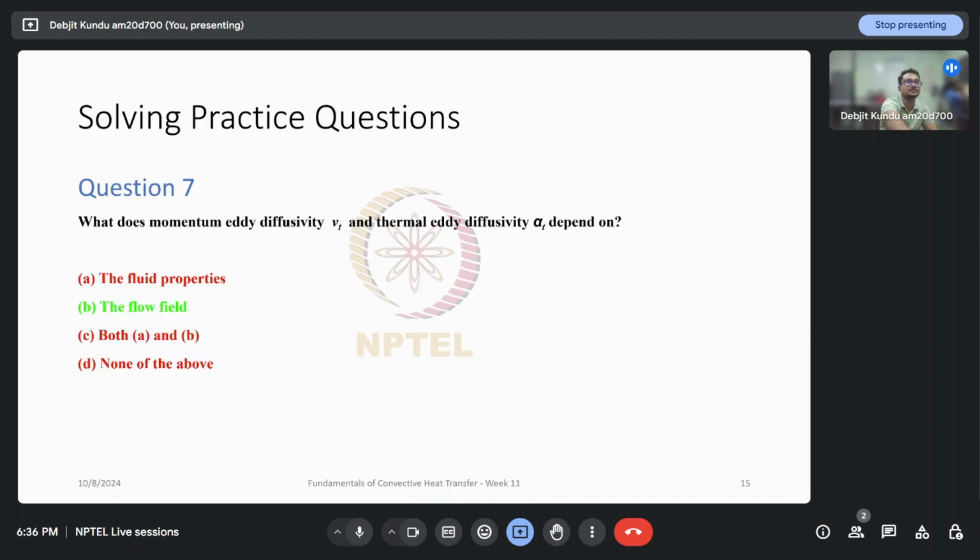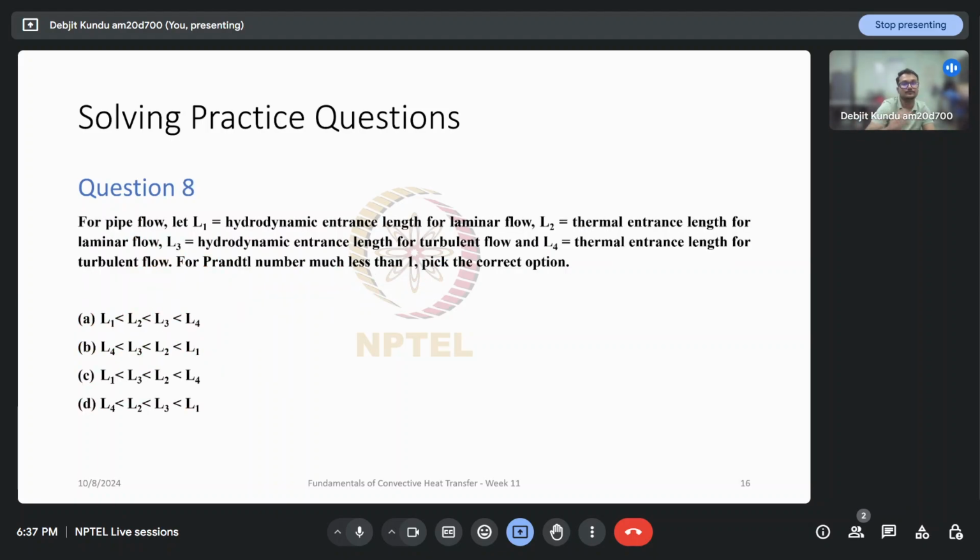So let's take a look at the solution. It's actually option B, the flow field alone. If you saw earlier, this nu t, according to Prandtl's mixing length theory, was kappa squared, y squared, and dou u bar dou y only. None of the fluid properties ever showed up. It was just the dimension y and the mean velocity gradient, and kappa, which is a constant, not dependent on the fluid properties. So it's entirely the flow field created by turbulence that determines what the momentum eddy diffusivity and thermal eddy diffusivity would be. These are purely kinematic properties. They don't depend on the properties of the fluid itself. So that's why the correct answer should be option B, the flow field properties.